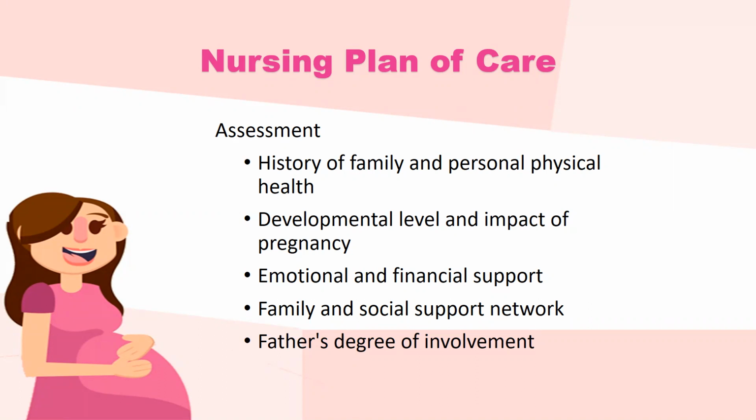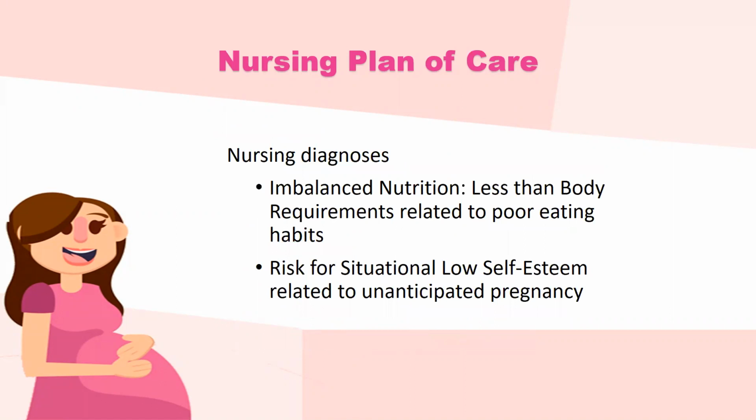Emotional and financial support, family and social support network, and father's degree of involvement. This is all added to the regular assessment we do with any pregnant woman. Nursing diagnoses that are common are imbalanced nutrition less than body requirements because of poor eating habits, and risk for situational low self-esteem related to an anticipated pregnancy, especially in this age group. Other nursing diagnoses that are applicable to any pregnant woman in general also apply to the pregnant adolescent.